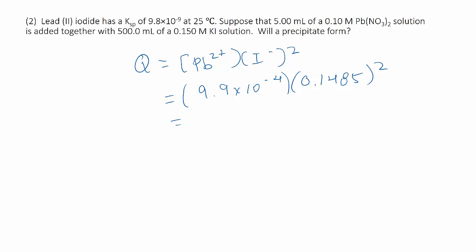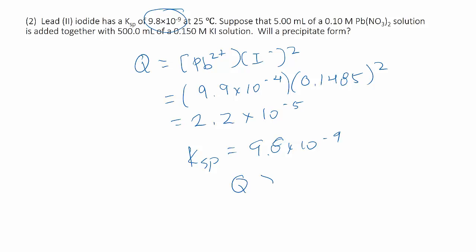And when we work the math out, we find that Q is equal to 2.2 times 10 to the minus 5. Now that in and of itself tells you nothing, except when we compare Q to K. We say that Q is 2.2 times 10 to the minus 5, and we remember that our KSP value is 9.8 times 10 to the minus 9. And so we see that Q is much, much larger than K, and so yes, the precipitate will form.